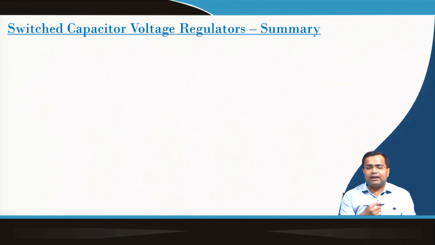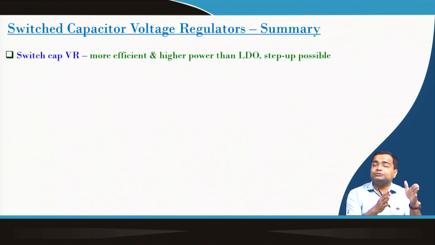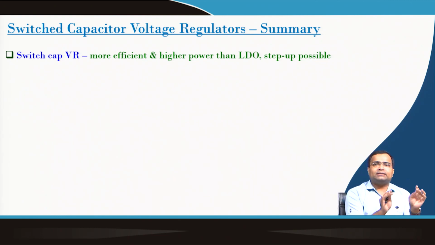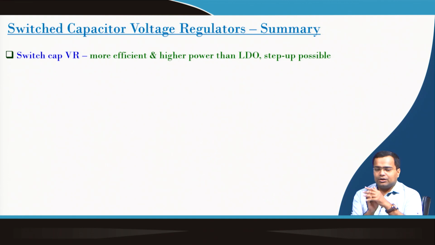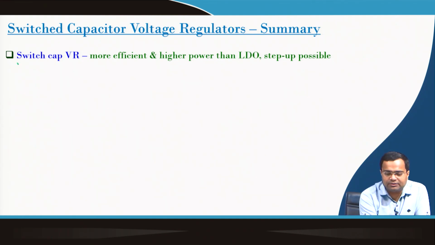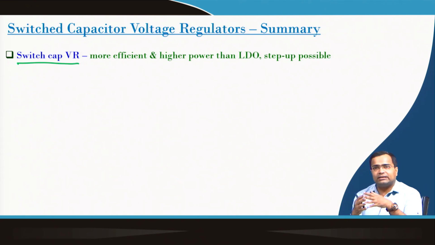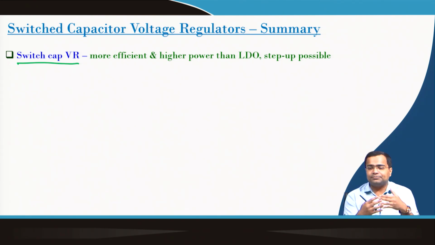So, if we summarize, we know about voltage regulator using resistive divider, and here we are using capacitive divider, and at the end we added a small inductance, which offers benefit in terms of regulation, which is better than a pure switch capacitor converter. So, switch cap voltage regulators are more efficient, and can handle higher power than a linear dropout regulator, and here we can achieve step up voltage conversion also.